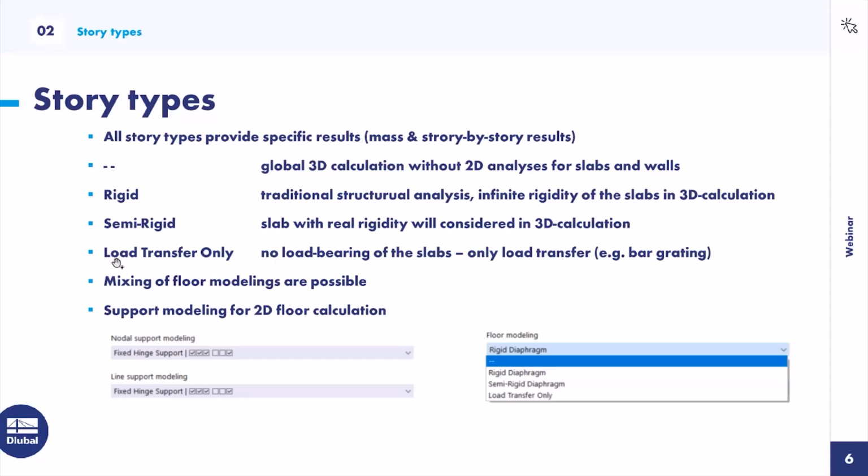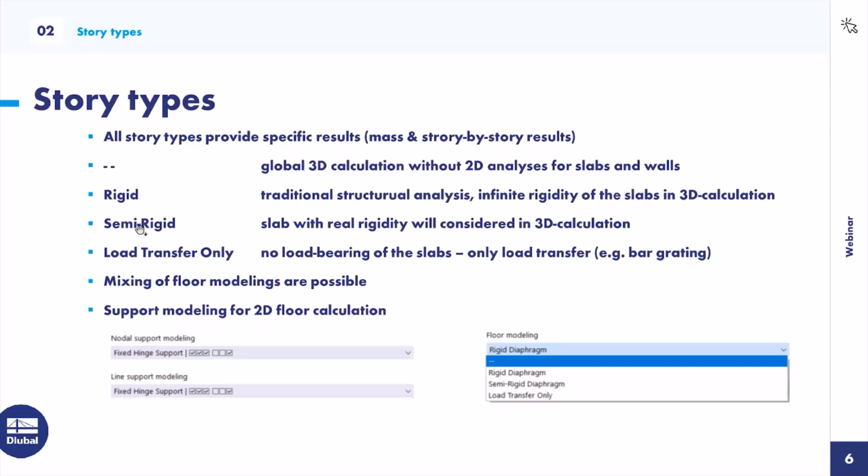Okay, then we have the load transfer only type. For these types of slabs, there is no load bearing, only load transfer. Like these surfaces I showed you for the windows, they don't have load bearing, they only transfer the loads to the walls and so on. A good example is a bar grating.